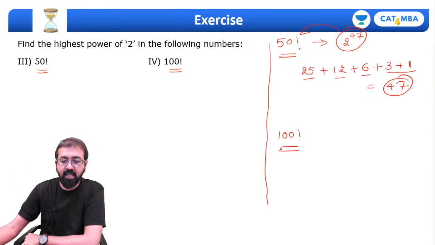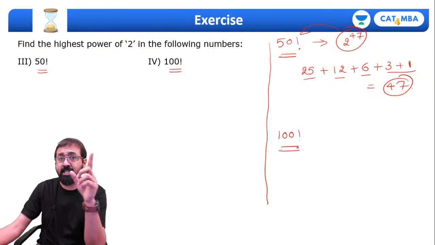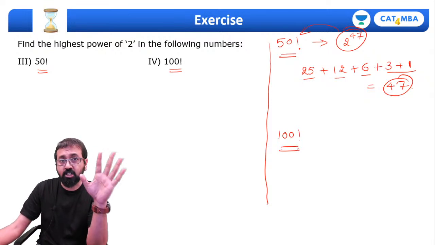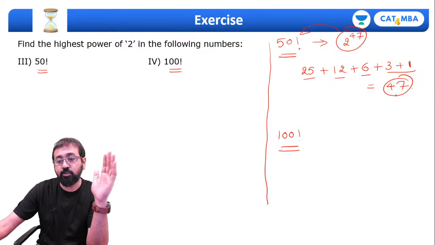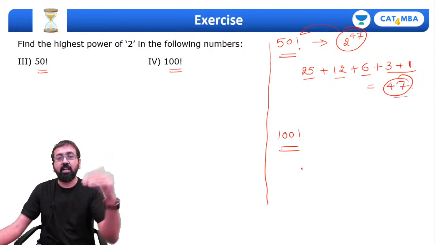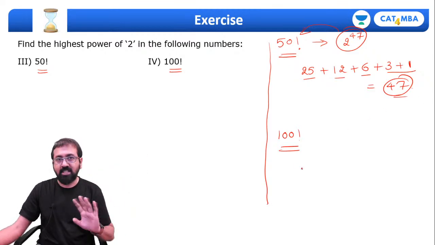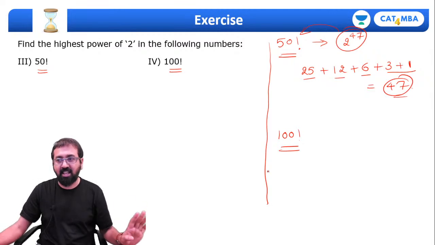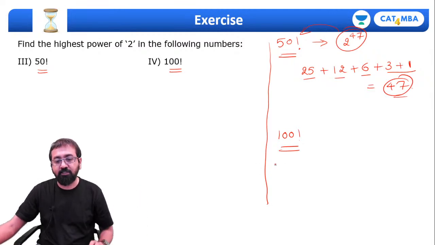Okay, same way, check for 100 factorial. Now let me tell you, don't apply any shortcuts over here, thinking that in 50 factorial it's 47, so in 100 factorial it will be 94. No, that won't work here. Please remember this thing. It will not be 94 in 100 factorial. We'll have to check it manually.